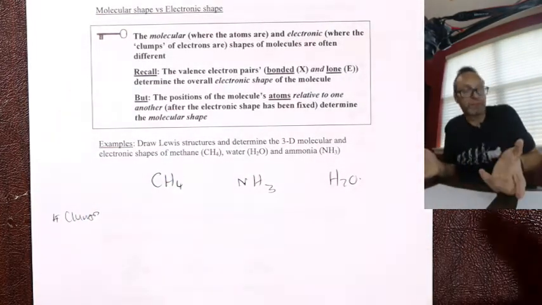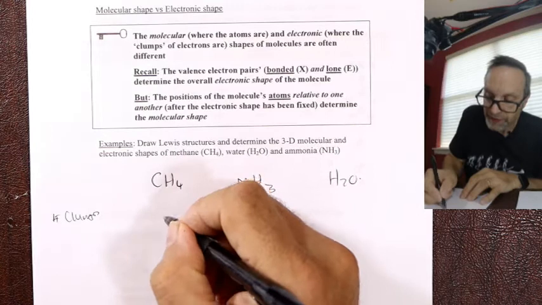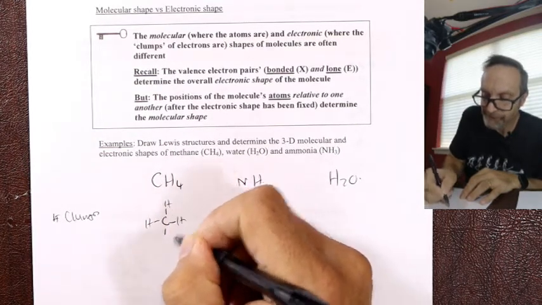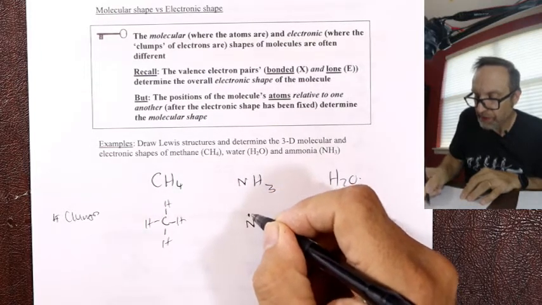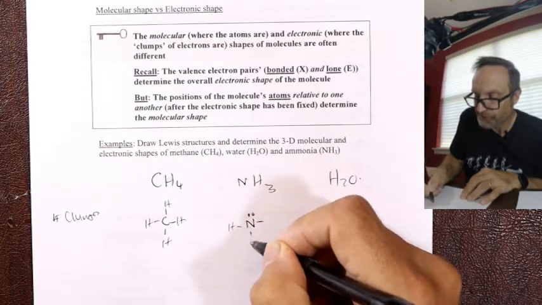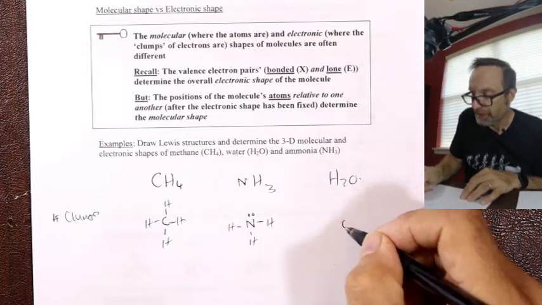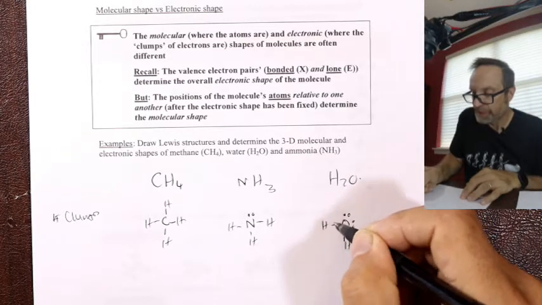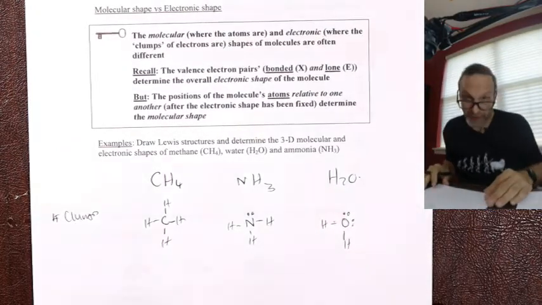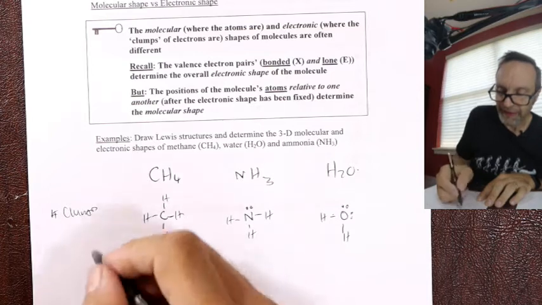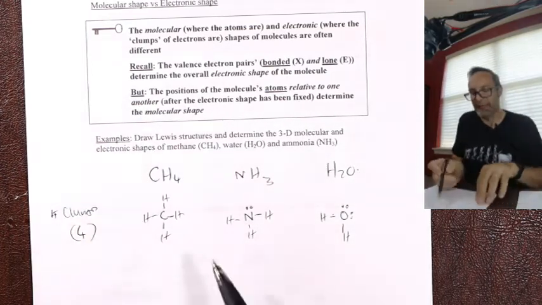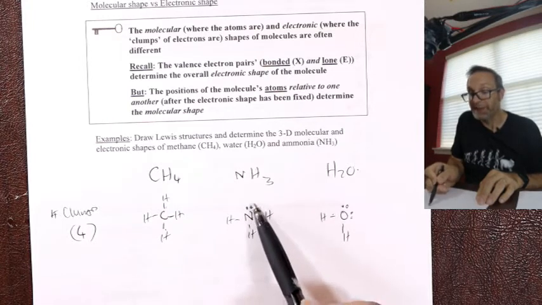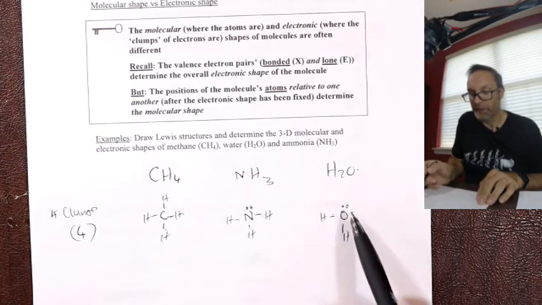If you like, we can just do the simple diagram, right? So CH4, just on the page here. NH3 looks like that, and then water, if you remember, I'll draw it like this. That's the flat picture, right? So what is the number of clumps in each case? Four. Four bonds, three bonds and a lone pair. That's still a clump, right? Two bonds, two lone pairs, right?